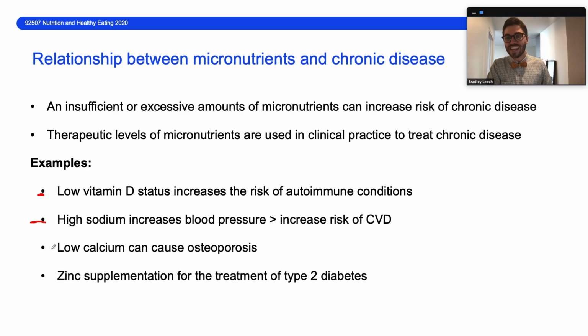Now, zinc supplementation has actually been used for the treatment of type 2 diabetes. Zinc can help to release insulin from beta cells within the pancreas, and thereby help with type 2 diabetes. So there's just a few examples of how these micronutrients can have an effect on these chronic diseases.